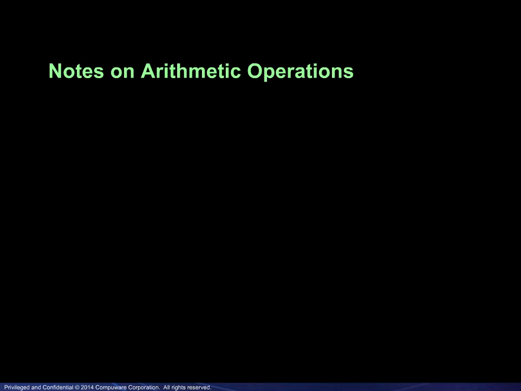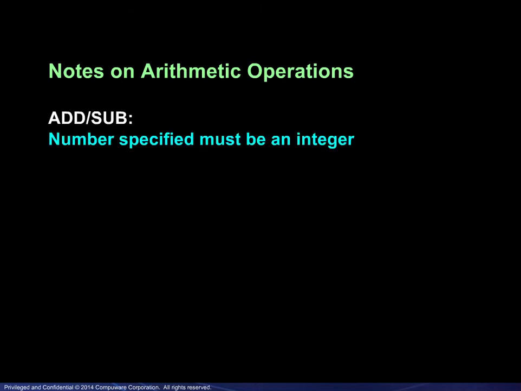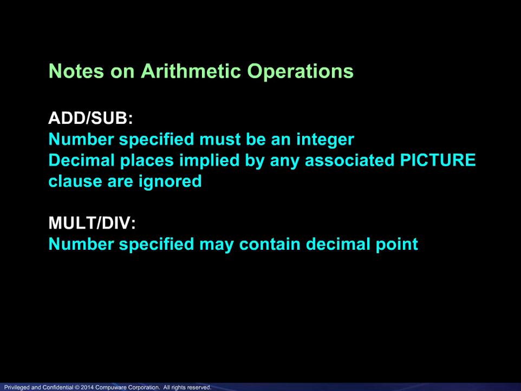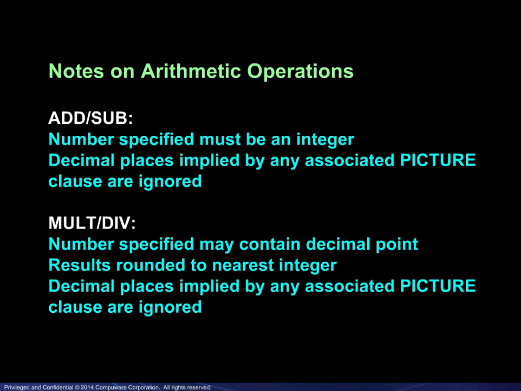As a follow-up, here are some notes on arithmetic operations. For add and subtract, the number specified must be an integer. Decimal places implied by any associated picture clause are ignored. For multiply and divide, the number specified may contain a decimal point. The results are rounded to the nearest integer. Decimal places implied by any associated picture clause are ignored.